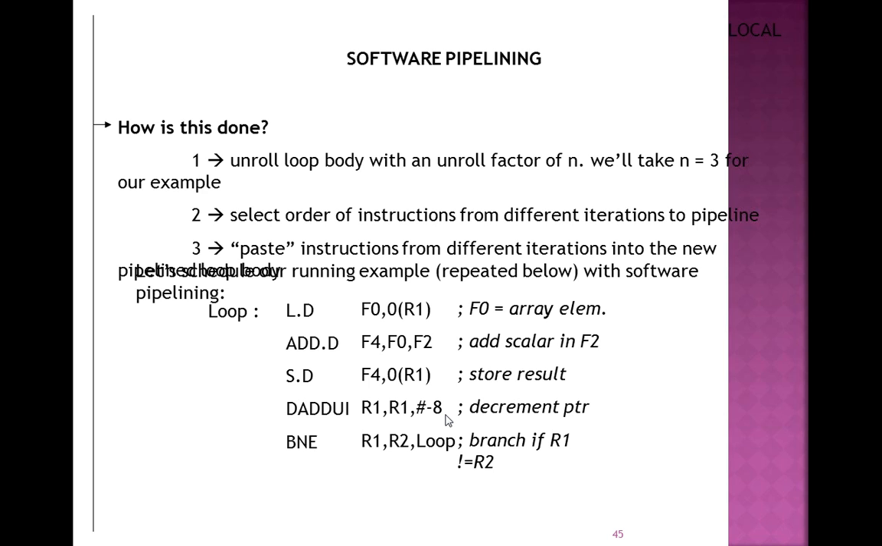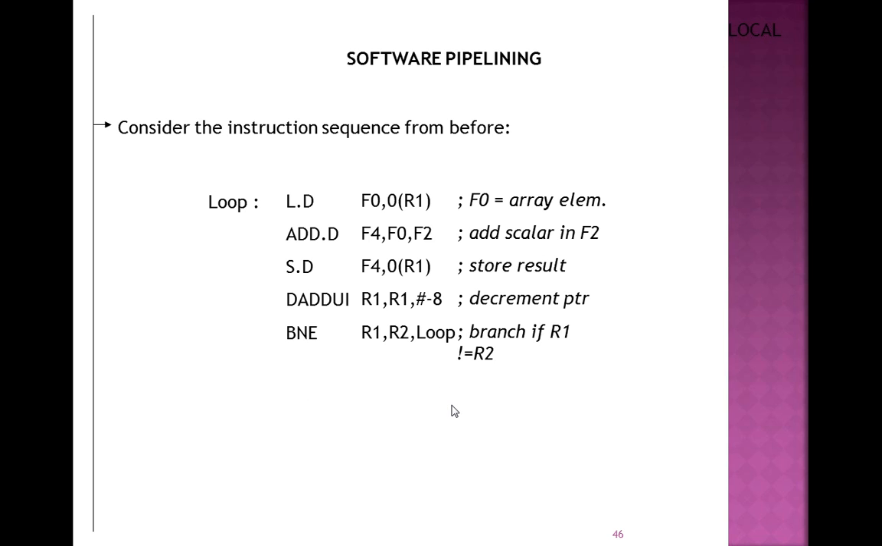So this is the same concept. This is how we can unroll the loop by simply using the unroll factor n, for example 3. Select the order of instructions from different iterations to the pipelining, paste the instructions into the new pipelining and run the example with software pipelining. So the loop is, first of all, LD, then ADD, SD, DADDUI, BNE, that is branching.